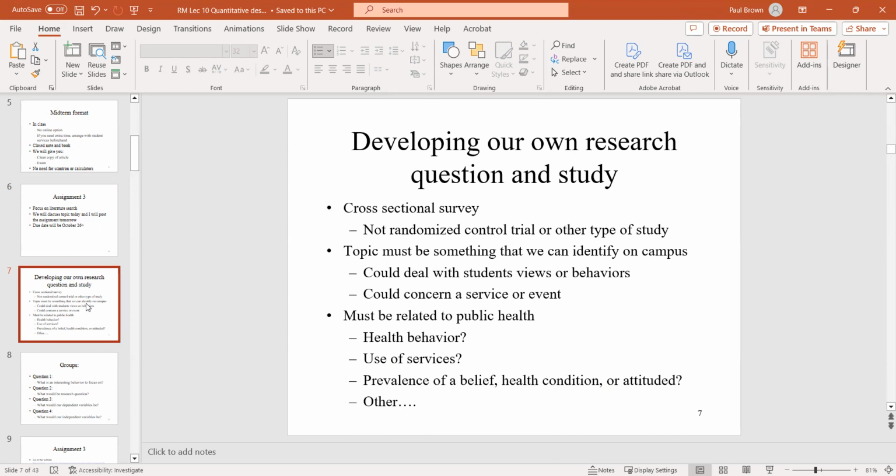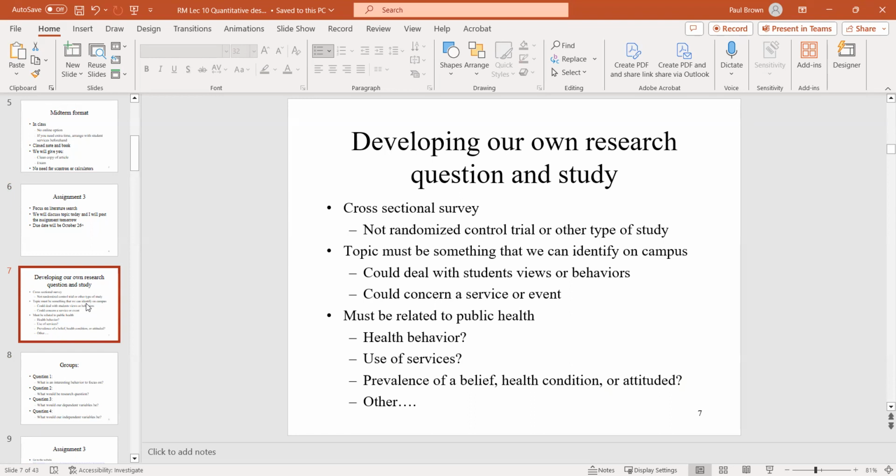I can choose one randomly, but I thought you might have ideas about things you want to look at. The only caveat I'd say is that it's got to be a cross-sectional survey, and we'll talk about what that is in a second. Basically it's got to be something we ask people about now. Not something where we follow people up, or have two different conditions and try different things. It's just a survey of people.